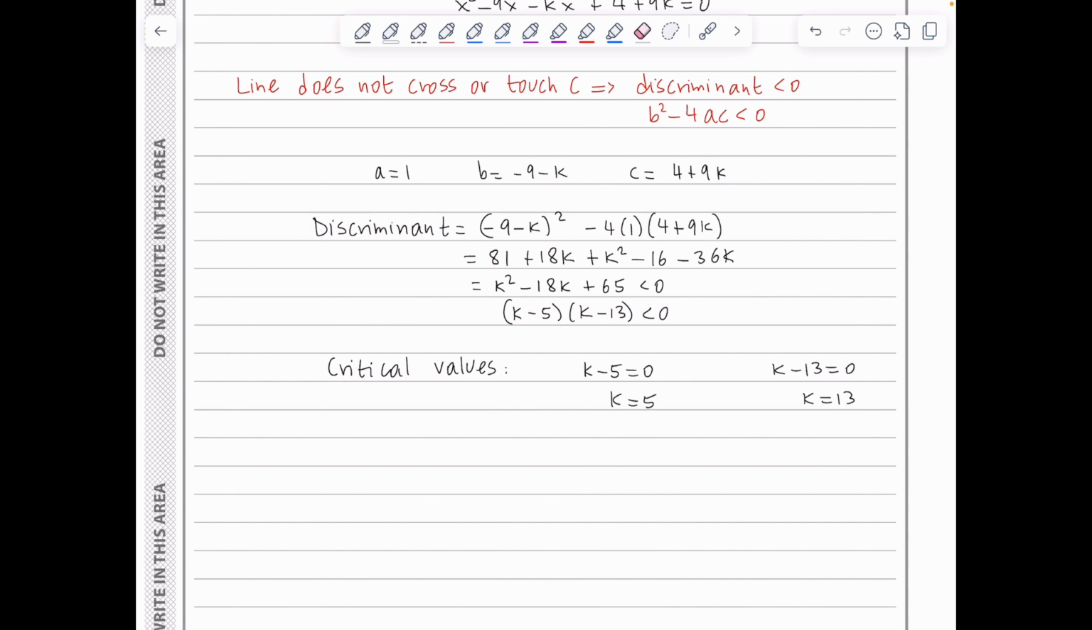So if we plot this on a parabola with the critical values at 5 and 13, we see we go plus, minus, plus, and we want this to be less than 0, so I want to be in between the critical values, so my final answer will be 5 less than k less than 13.